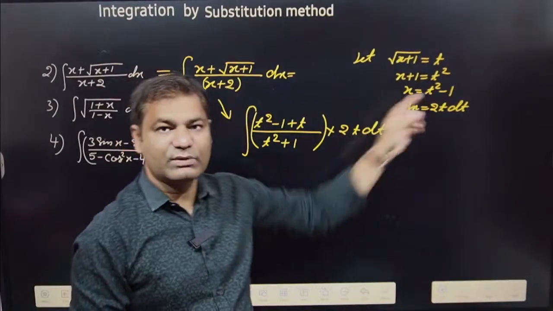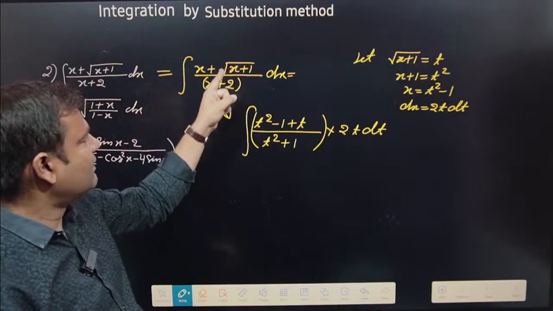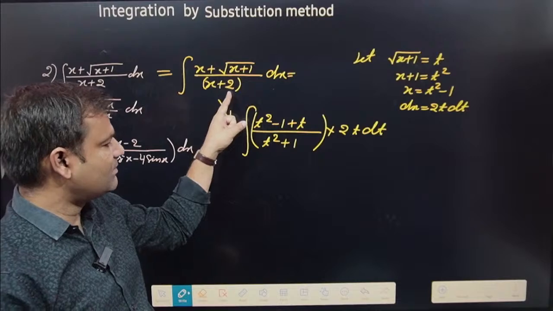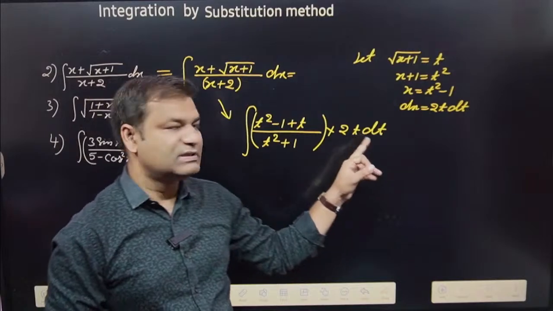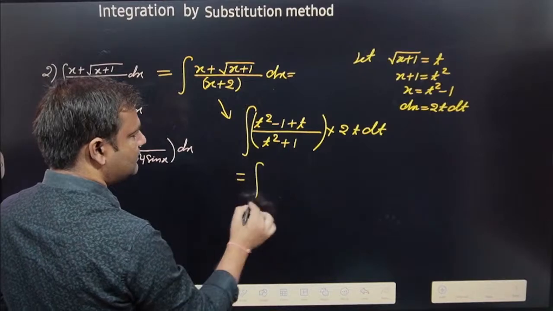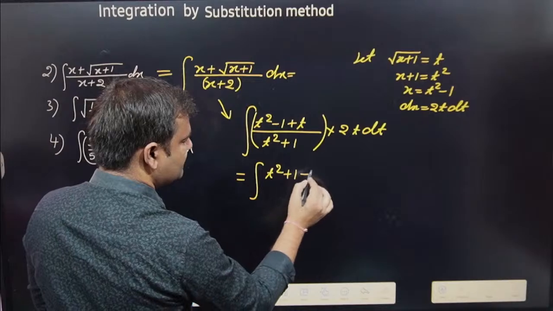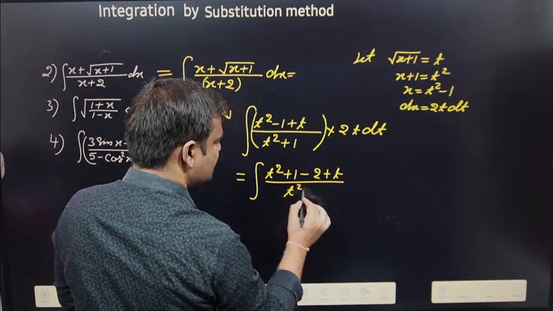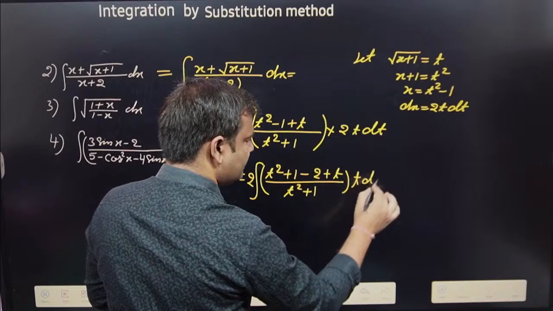x is replaced by t square minus 1, and root of x plus 1 is replaced by t, and x is replaced by t square minus 1 and here plus 2. So what about that value? t square plus 1 and here 2 times t dt. Look, after that, here t square plus 1 adding and minus 1 subtracting, then we get minus 2 plus t divided by t square plus 1 into 2t dt.